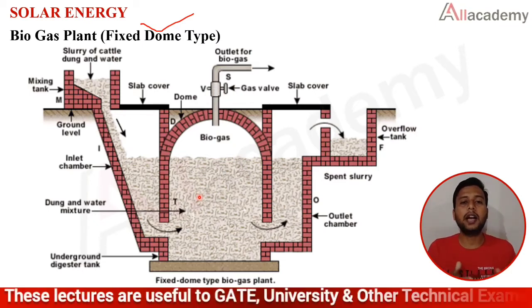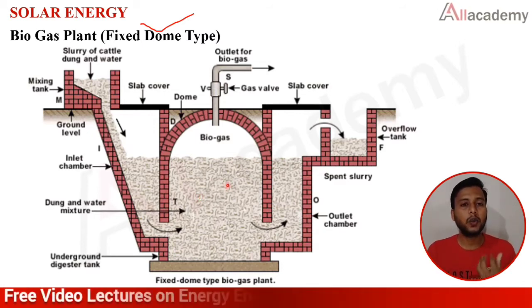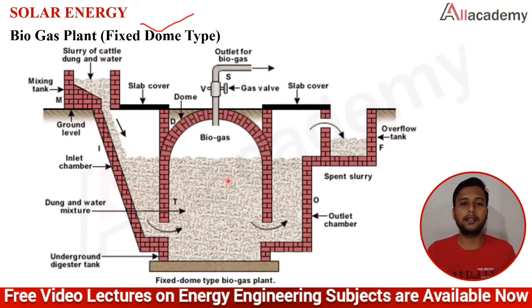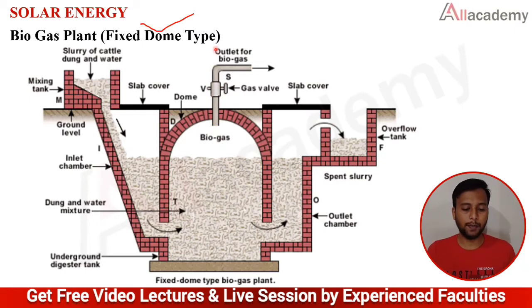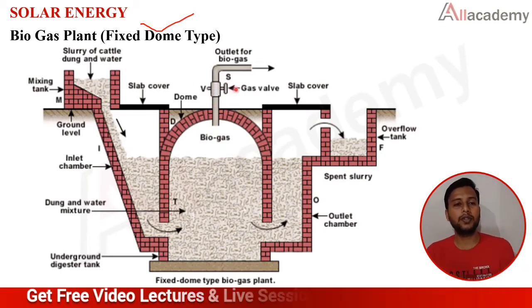So that is an anaerobic chemical reaction. During that chemical reaction, the slurry will start to liberate methane gas, and that methane is taken out from this pipe. You are observing this outlet pipe. So that methane gas is utilized.